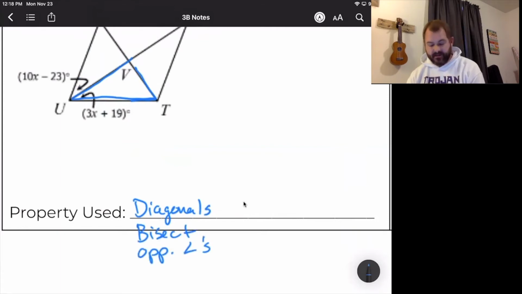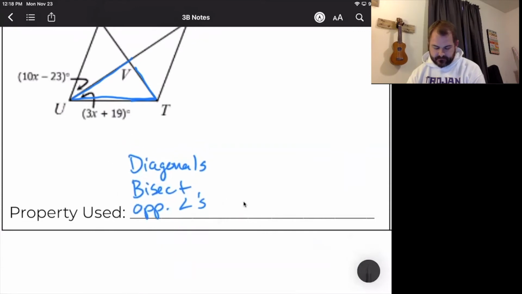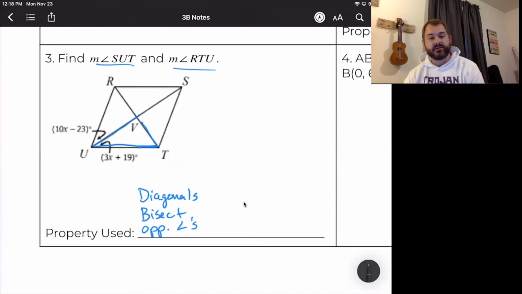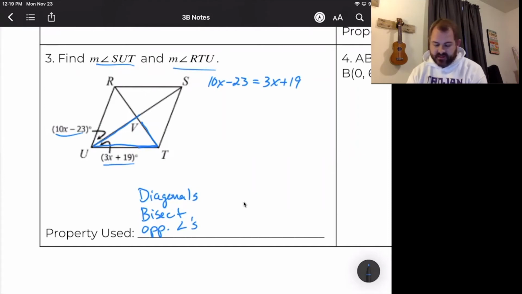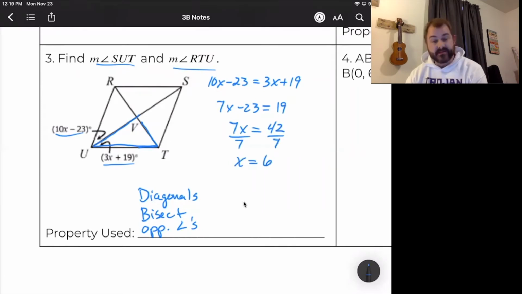Okay, that's my property. Diagonals bisect opposite angles. So now I'm going to set up an equation to solve this. Since I'm bisecting this angle at U, these are equal values to one another. So I can say 10x minus 23 equals 3x plus 19. And so we are going to subtract the 3x from both sides, and that gives us 7x minus 23 equals 19. And then we add 23 to both sides. 23 plus 19 is 42. And then we divide by 7 on both sides, and x is 6.